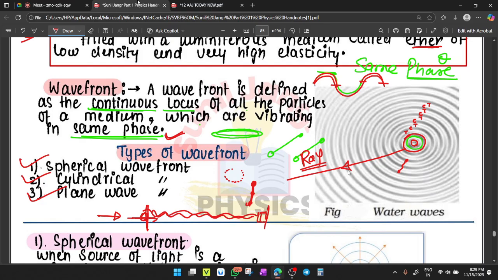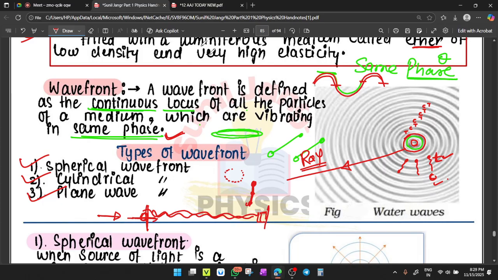So this is the ray, and from here to here, the disturbance will travel in the same time and with the same speed. Clear or not clear? What I said: the disturbance will travel in the same time and with the same speed. Okay.